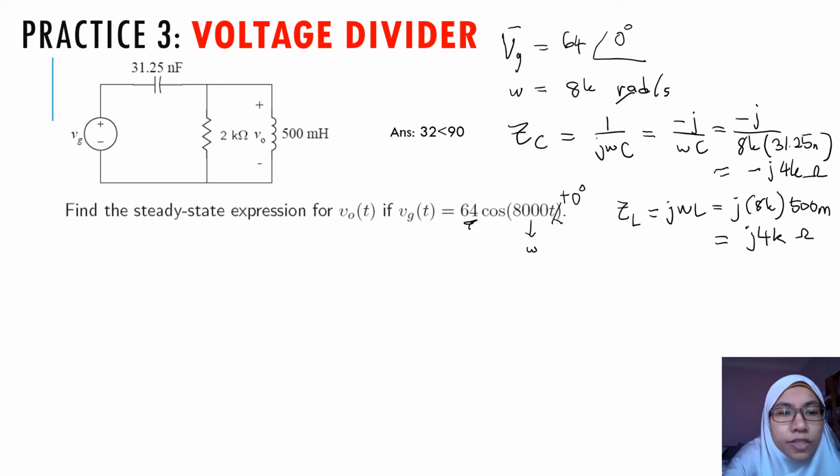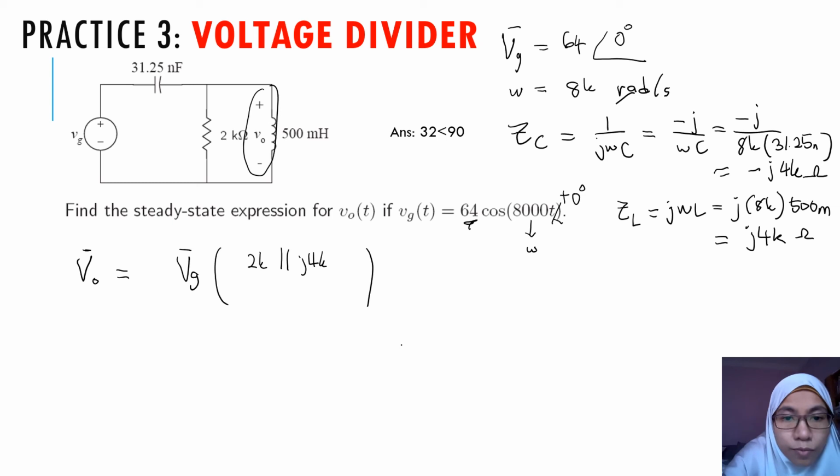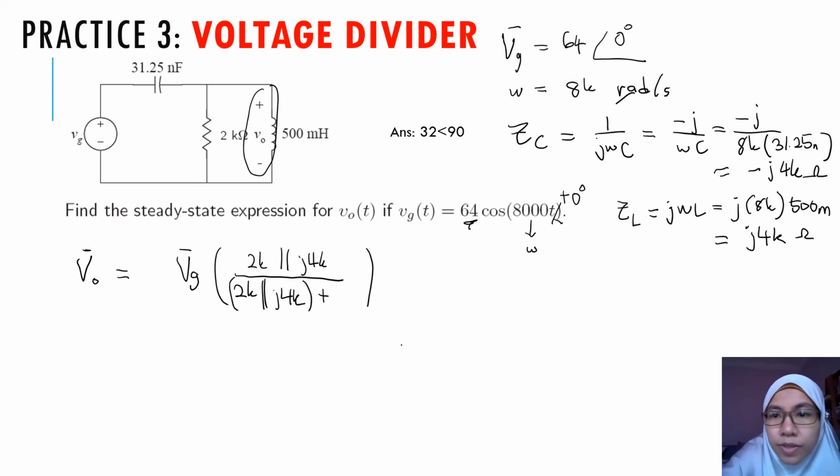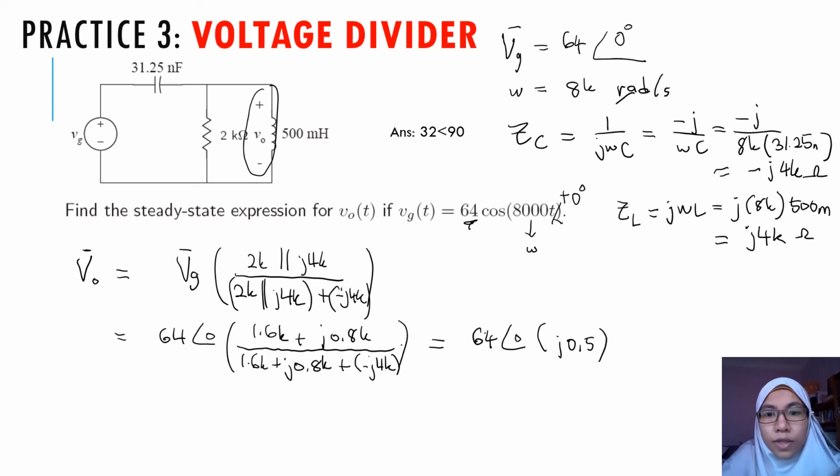And using the voltage divider, we need to find V naught. V naught is equal to Vg times the V naught part in parallel. So here is 2K in parallel with j4K, because the output voltage is there, and then this is in series with the capacitor impedance, negative j4K. And use your calculator, you will get this answer.